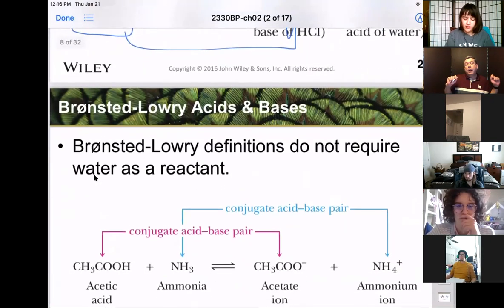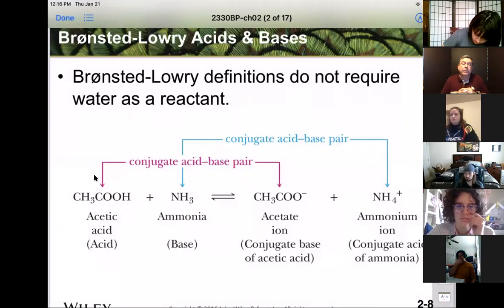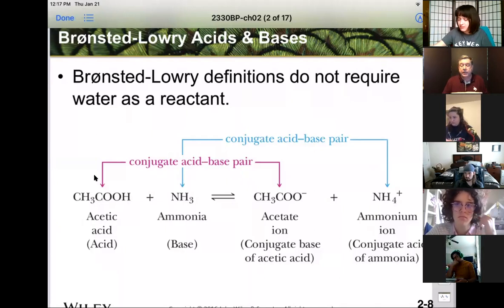So unlike the Arrhenius definition, you do not have to have water in a Lewis acid-base. Because remember, the requirement was a proton available to transfer was an acid, and a willingness to accept a proton was a base. So we can use organic materials that are not water to do this same functionality.